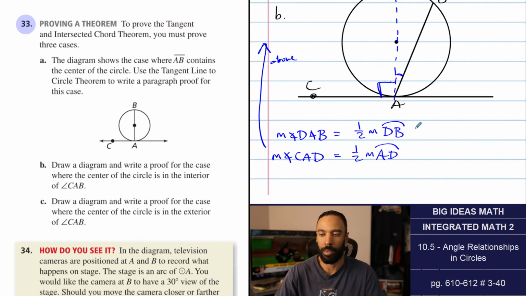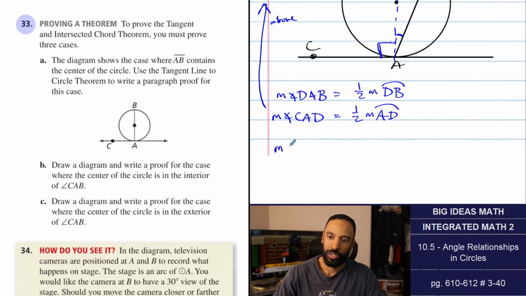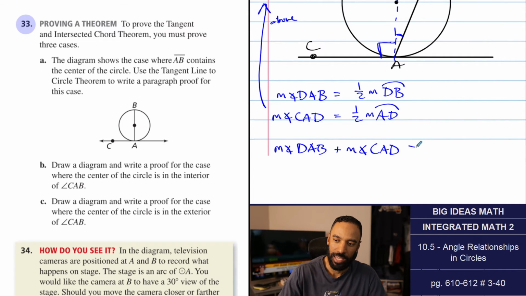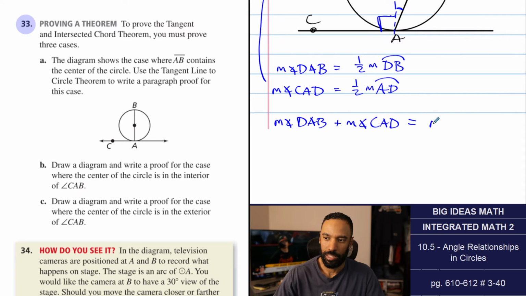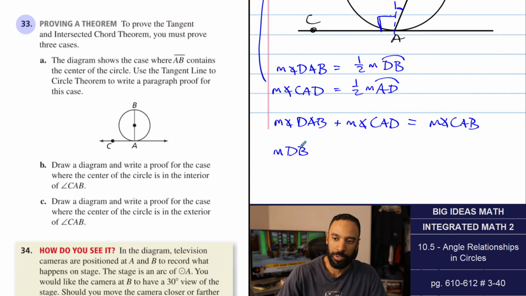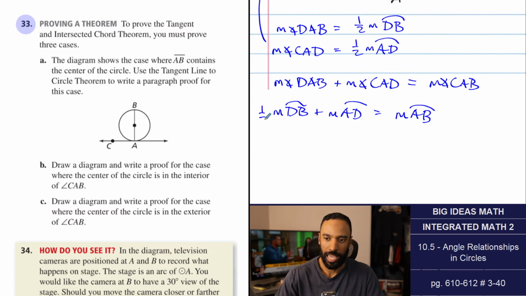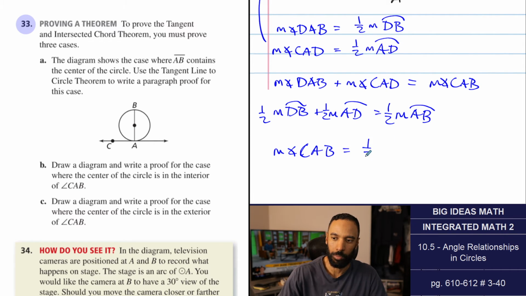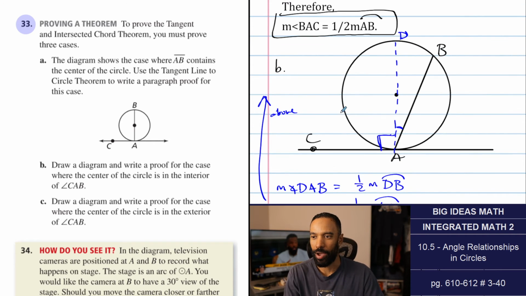I think I was getting mixed up with adding numbers with variables. So the measure of angle DAB plus the measure of angle CAD is going to be the measure of angle CAB, the one that we're looking for. And the measure of arc DB plus the measure of arc AD equals the measure of arc AB. So therefore, with those halves in place, let's take half, half, and half. So the measure of angle CAB will be half the measure of arc AB. This is like a substitution thing. So it still works in that way. It's still half that measure.